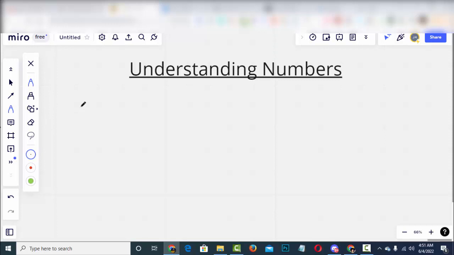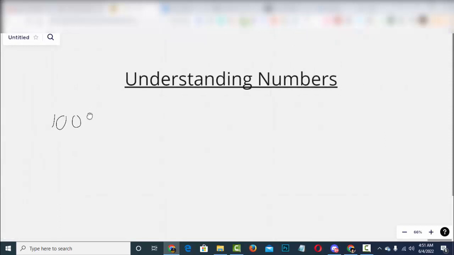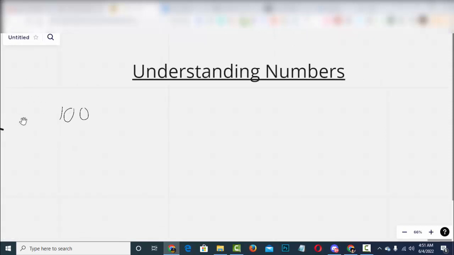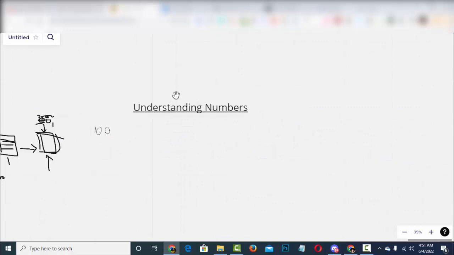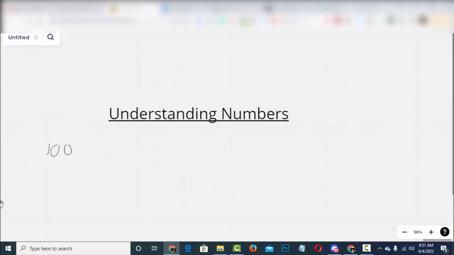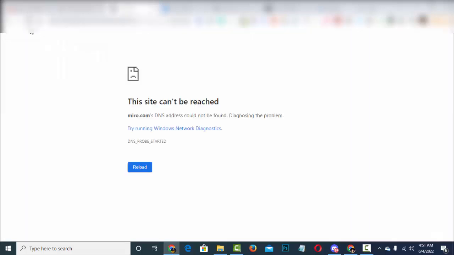Okay. So let's say that you are able to show 1,000 people. Where did you go to? Come on. I don't know where the tools bar went to. Site cannot be reached.